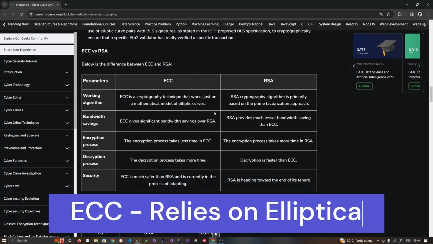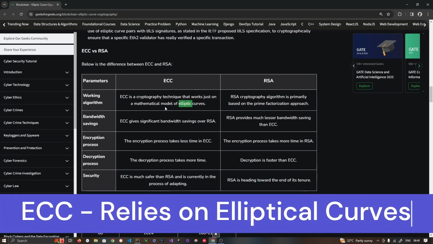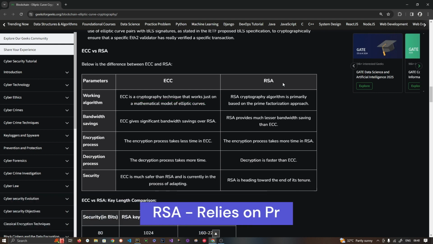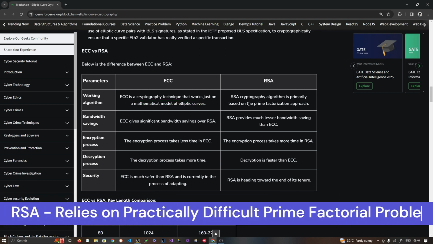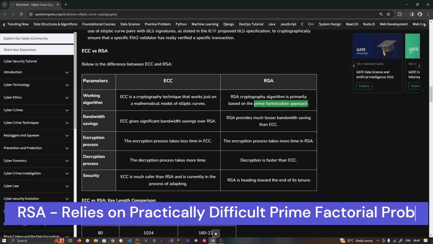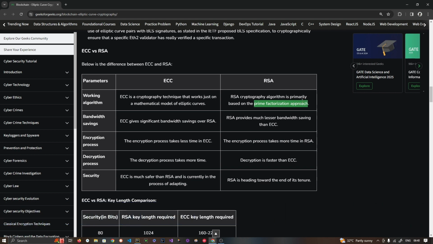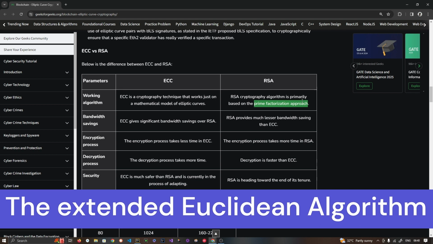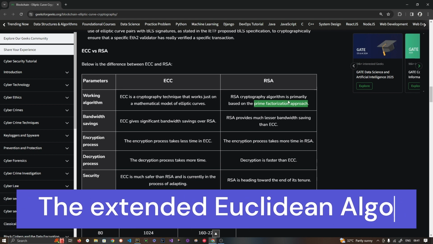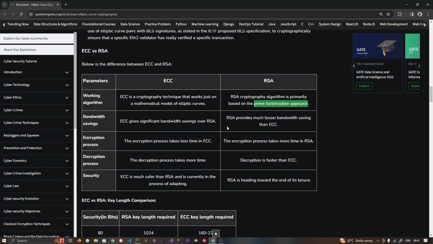As I mentioned, the basis of ECC is the mathematical model of elliptical curves, versus RSA, which is primarily based on the prime factorization approach. I have mentioned in one of my videos that the extended Euclidean algorithm is used to factorize this big number to find these co-primes. ECC gives significant bandwidth saving. Bandwidth saving is one of the advantages. RSA provides much lesser bandwidth savings than ECC.